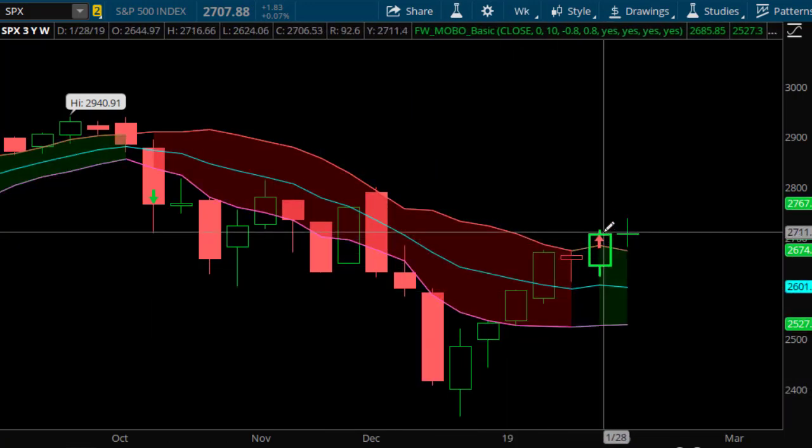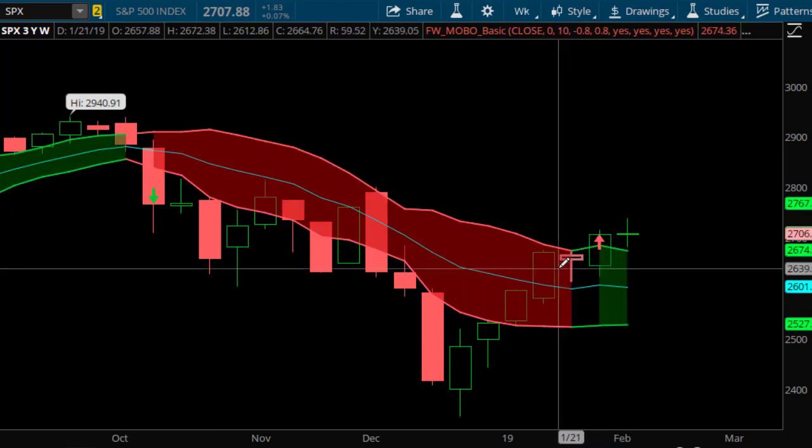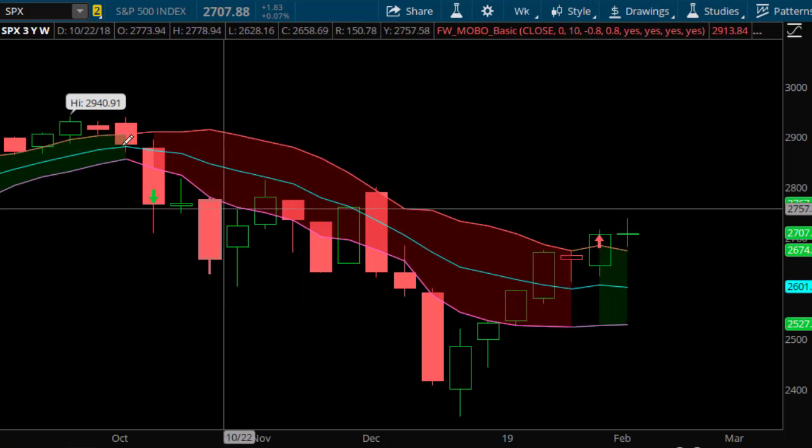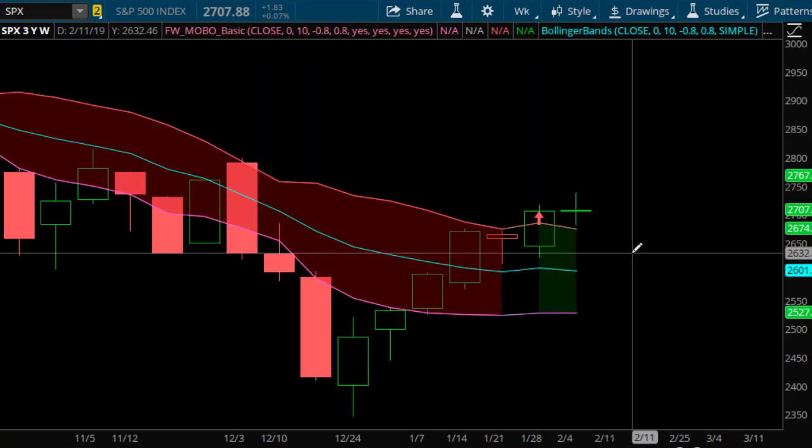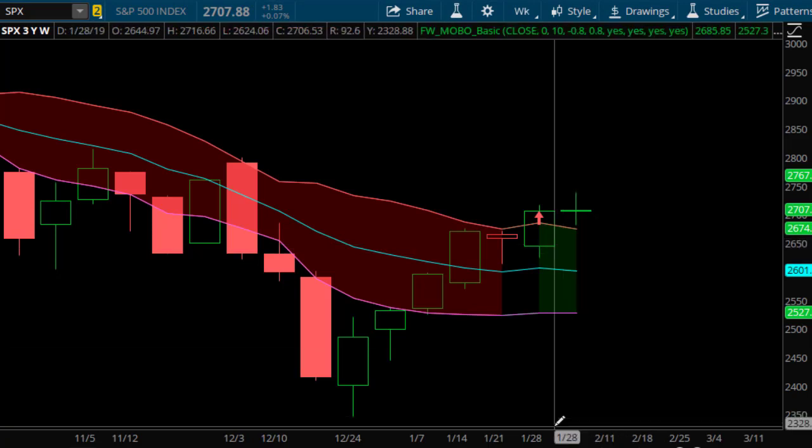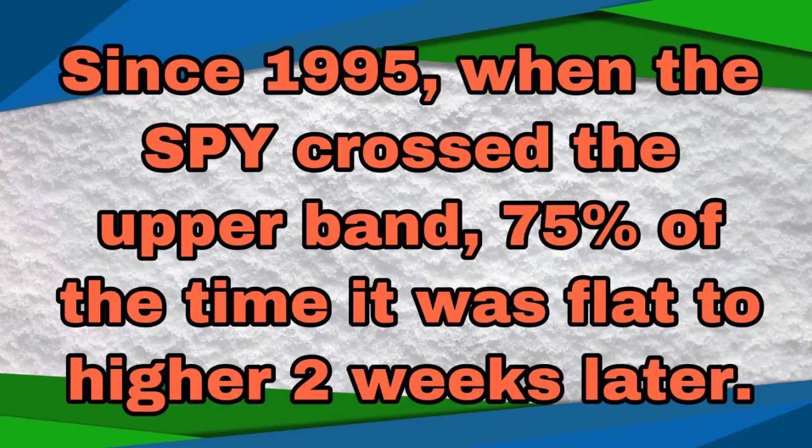So I ran some numbers on this to see if this maybe identifies an edge, and I thought that it did, which is why I'm sharing that with you today. So let's break down that stat one more time. I'm going to bring that up.